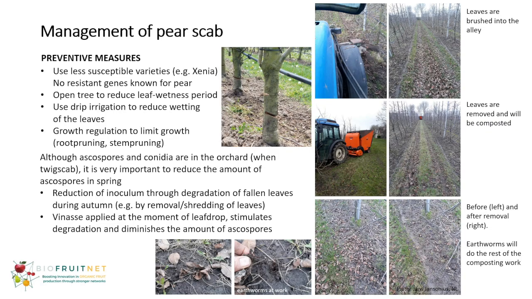And although ascospores and conidia are in the orchard when twig scab is there, it is very important to reduce the amount of ascospores in spring. The reduction of the inoculum can be done through degradation of the fallen leaves during autumn. It can be done by removal or by shredding of the leaves. And when vinasse is applied at the moment of leaf drop, it stimulates the degradation of the leaves and also diminishes the amount of ascospores that are formed.